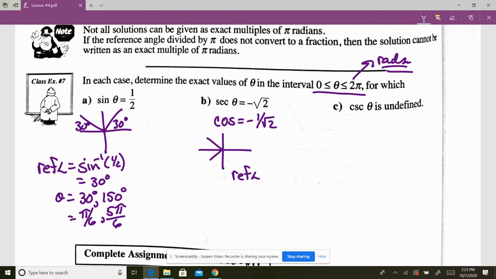Your reference angle. Anybody tell me the reference angle? Close to the minus 1 of 1 over root 2 is 45. So we have 45 and 45.